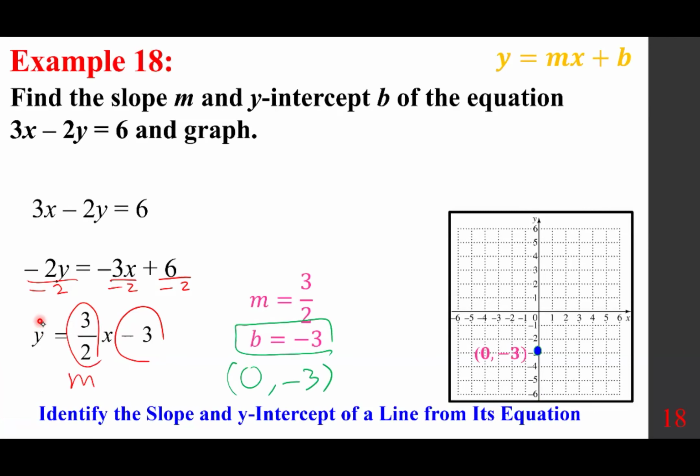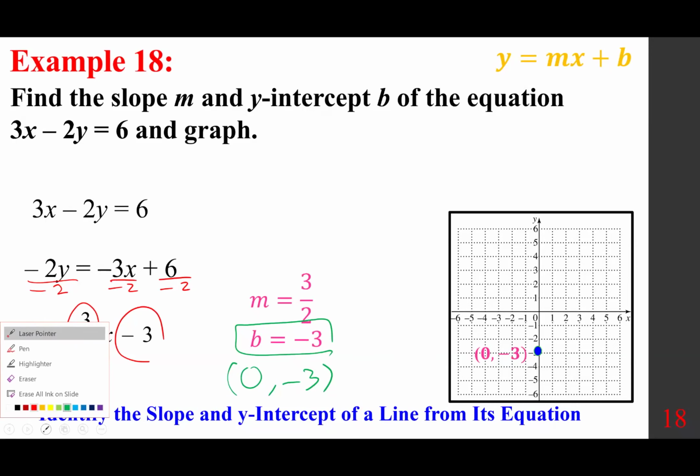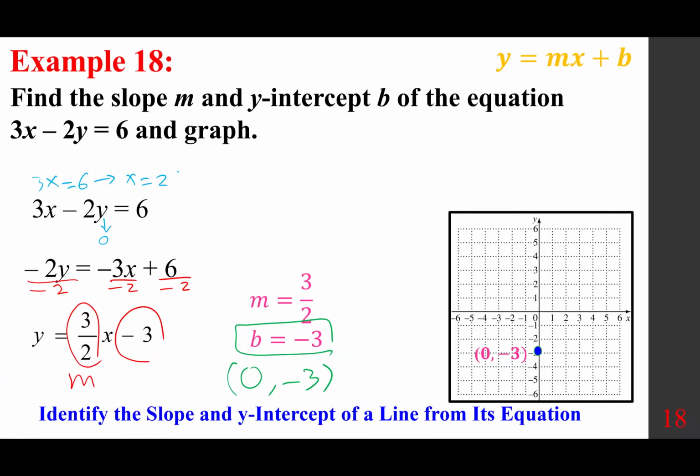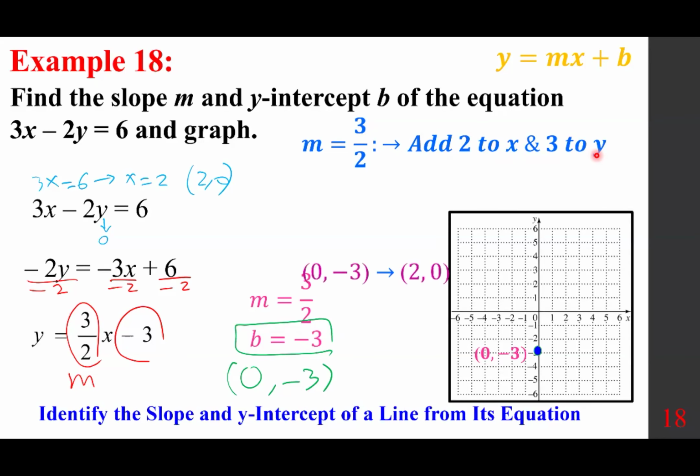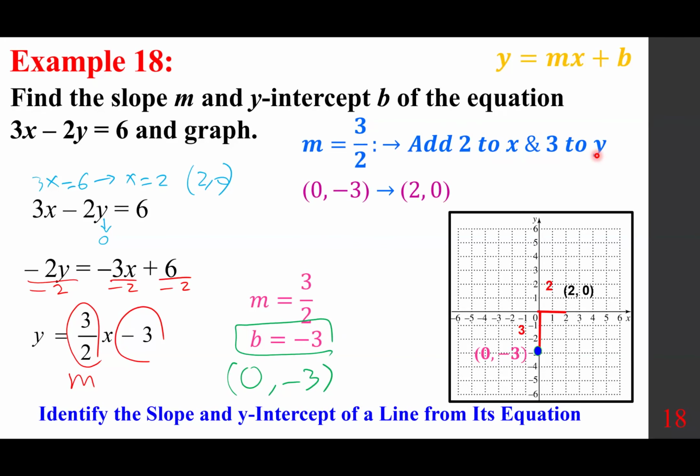Now, of course, I can get the x-intercept, and it's easier to get it from here, for example, just for the sake of argument, so you see how that works. If you set y equal to 0, then 3x becomes 6, x becomes 2, and the pair is 2 comma 0, okay? If you were to use this concept of rise over run, you can write m is 3 halves, so add the bottom, which is 2, to x, the top, which is 3, to y, and it happened to give you the x-intercept. It may not. So 3 up, 2 over, that gives you the 2, 0. Connect the two, and you're done.